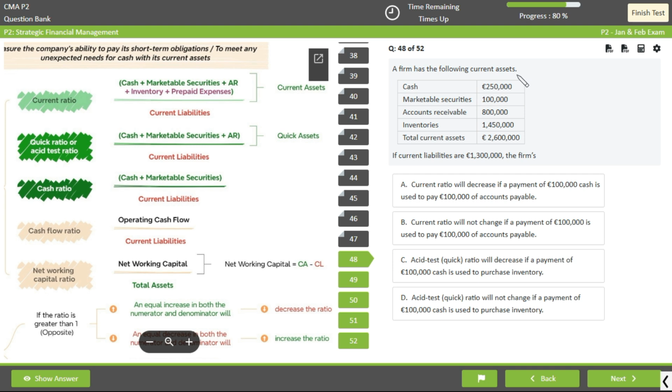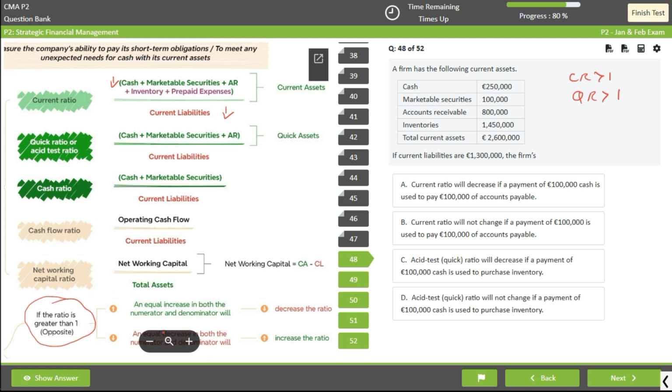The firm has the following current assets and current liabilities. So what is your current ratio or quick ratio? Let us calculate. We know that the current ratio is greater than 1 and your quick ratio is also greater than 1. So let us see. The current ratio will decrease if the payment of 100,000 cash is used to pay 100,000 of accounts payable. So in the current ratio, cash is decreasing and used to pay accounts payable, so your current liabilities decrease, and the ratio is greater than 1.